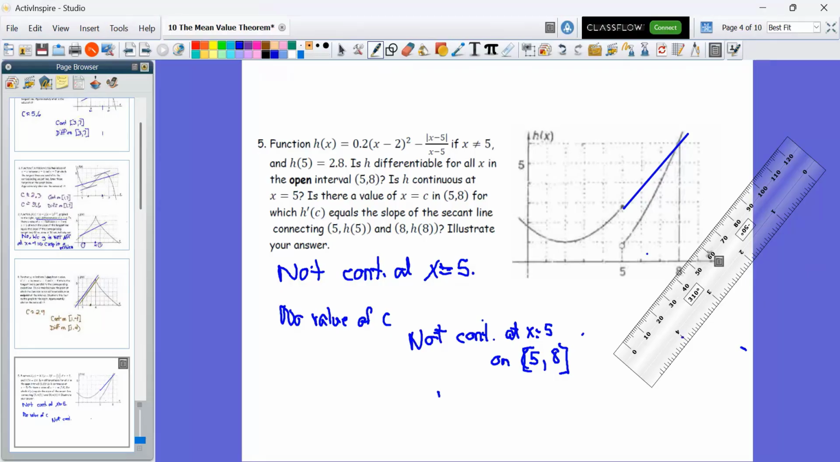But it is differentiable on a non-inclusive 5 to 8, right? The open interval, if we don't include the 5, we can say it is differentiable. Whoops, I erased too much there. I was just trying to square off that bracket. One more problem.